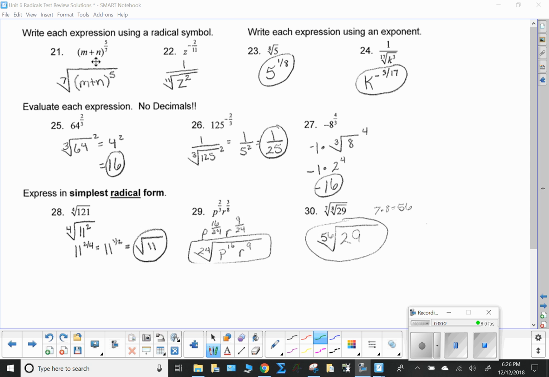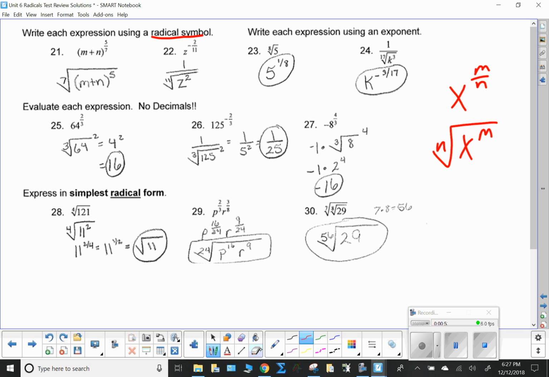Up here, this first one, write each expression using a radical symbol. Key right here, radical symbol. Remember that if you have x to the m over n, m is the power, n is the index. So you have the nth root of x to the m. Now, in this particular situation, I'm not asking you to simplify anything. Just rewrite it using a radical.